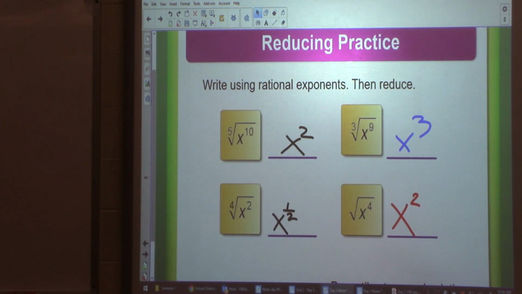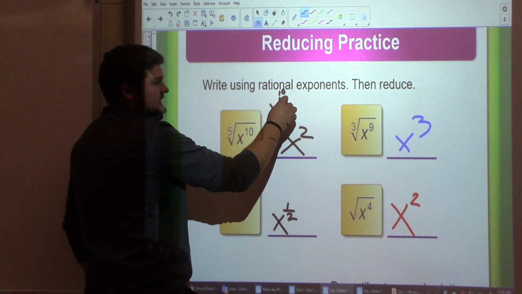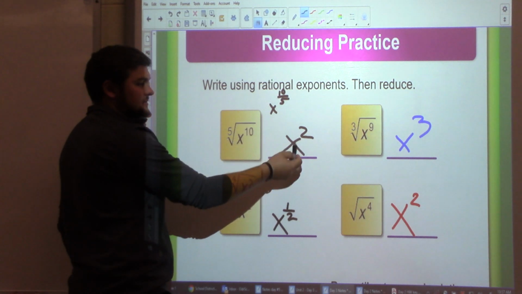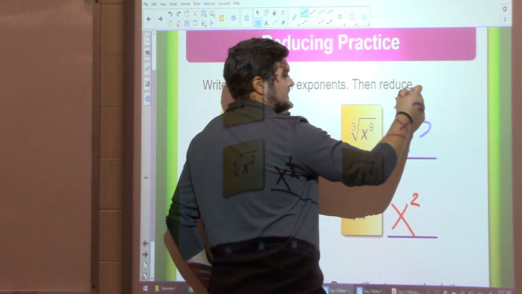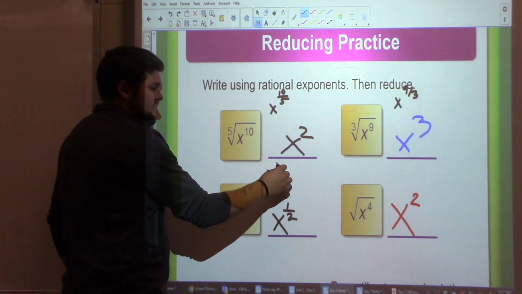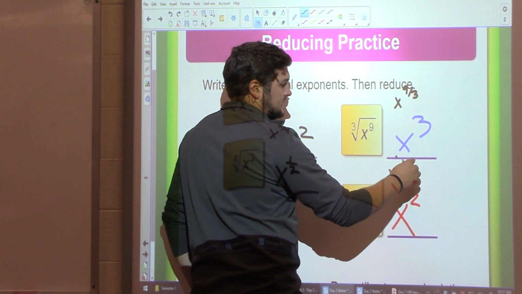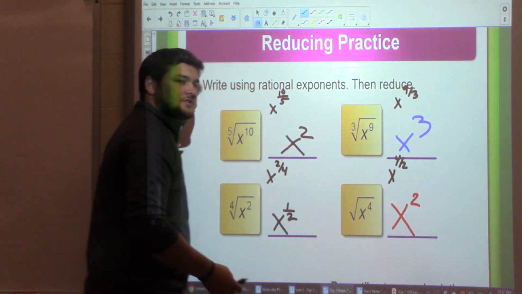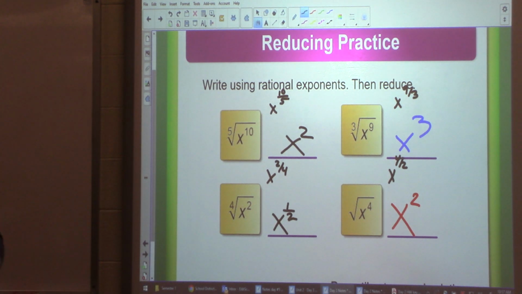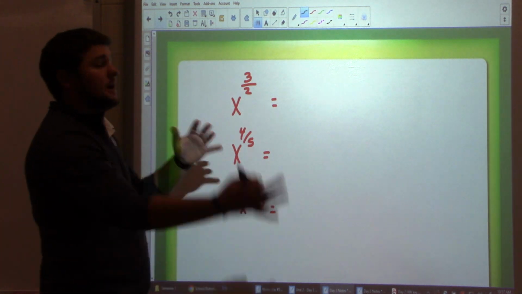Thanks. Perfect, right? If we look at these, the first one becomes x to the 10 over 5, right? We reduce that, becomes x squared. This one, x to the 9 over 3, so it becomes x cubed. X to the 2 over 4, so x to the 1/2. X to the 4 over 2, so it becomes x squared. All right? Any questions on that? We have 3 problems left that are a review of what you were supposed to do on Friday. So now it's just working backwards.